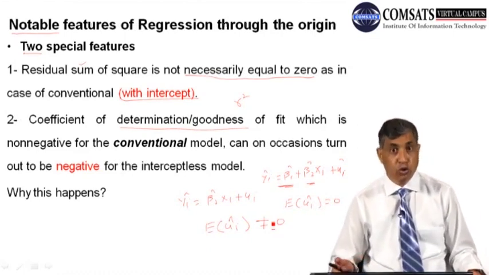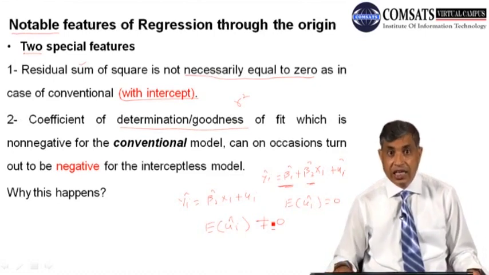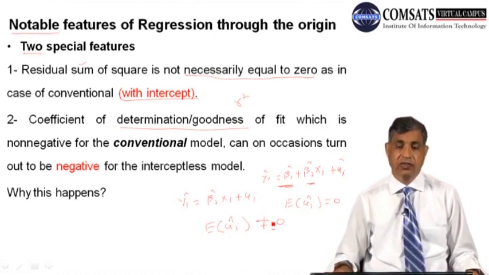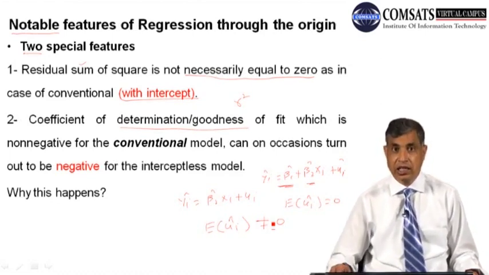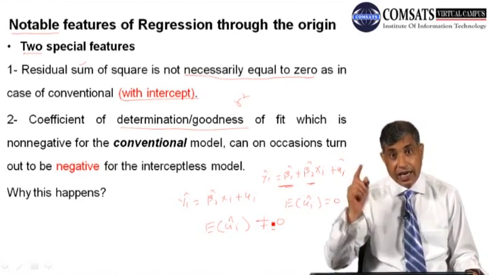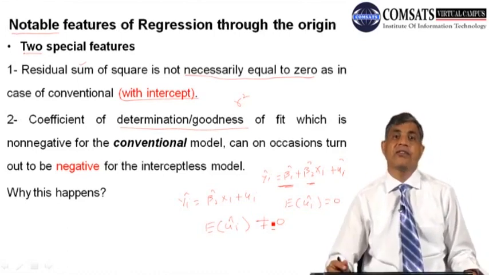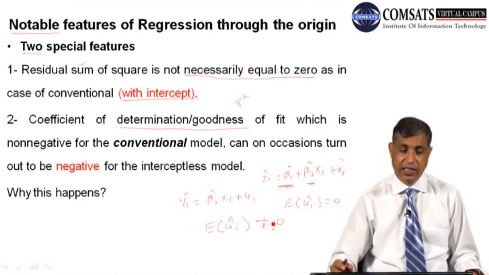So, the two properties, going through them very quickly: when the regression is through the origin, the residual sum of square is not equal to 0. And when the regression is through the origin, the coefficient of determination can be negative. The coefficient of determination can never be negative in the case of the traditional model, or the model with intercept.